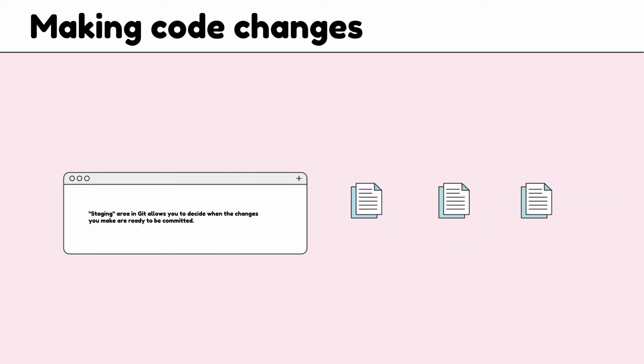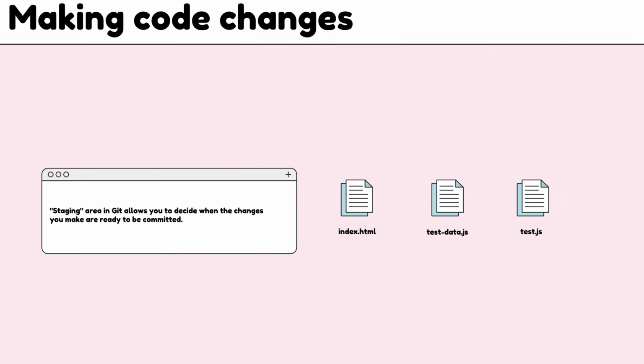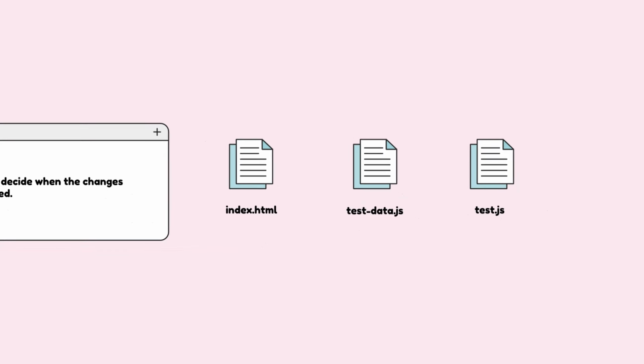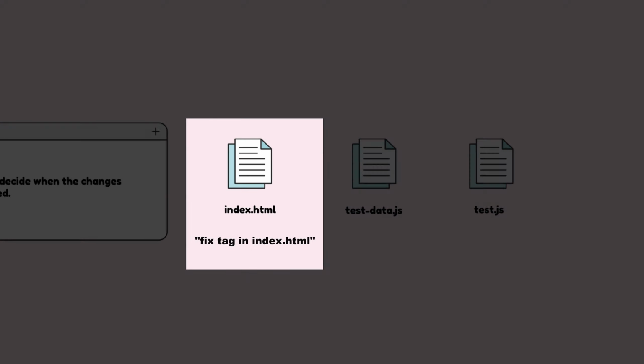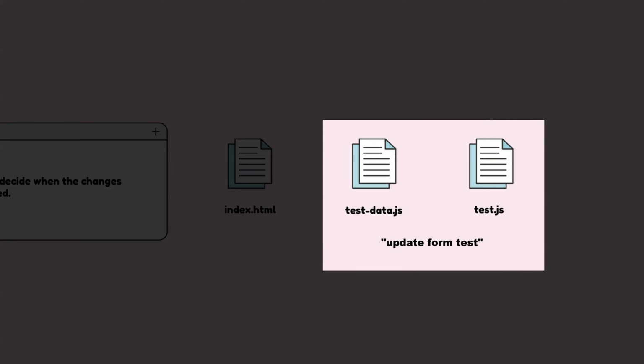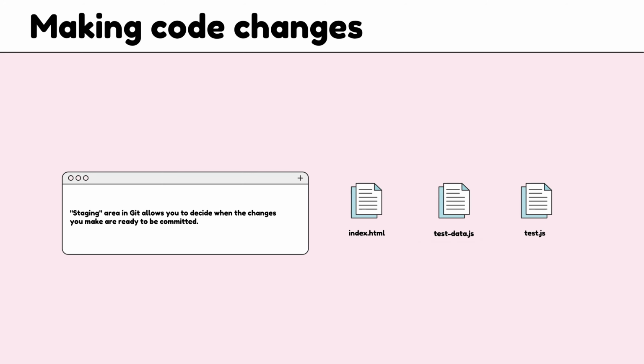Before you commit your changes, Git has a concept called a staging area that allows you to decide when the changes you make are ready to be committed. Say for example, you've edited 3 unique files: index.html, testdata.js, and test.js. Let's say that you want to group your commits so that changes to index.html are done in a single commit, while the changes to the 2 JS files are done separately. Staging allows you to customize your commits easily.